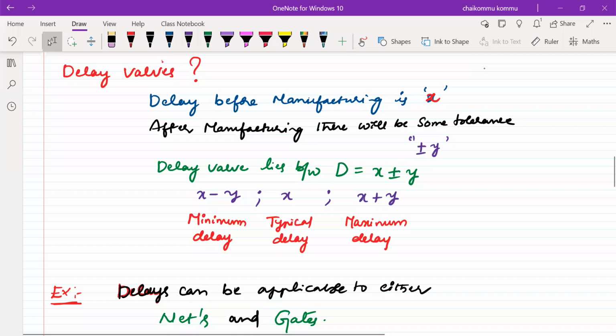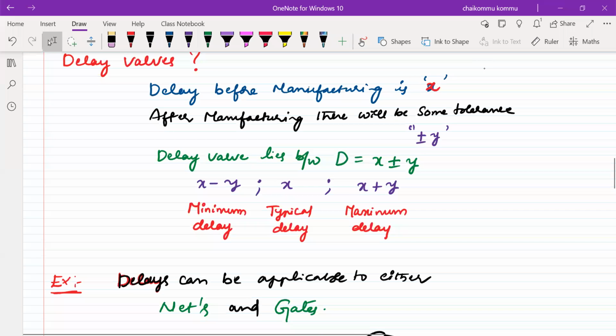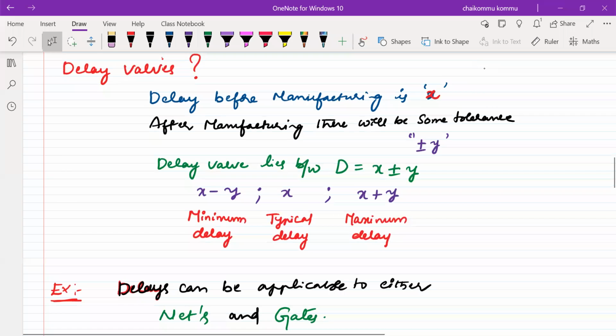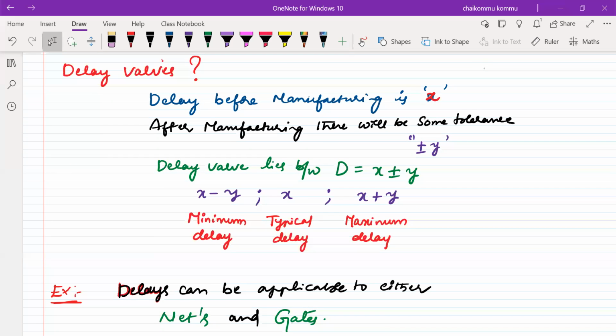Next. Sometimes whenever we design a system in our laboratory, it may not give you the exact delay values after manufacturing. So there may be some kind of delay variations.